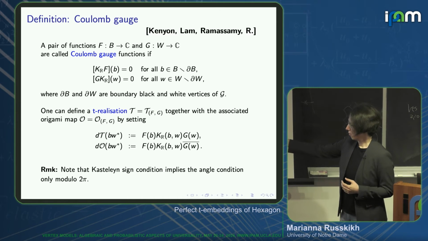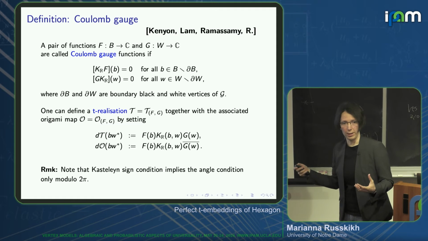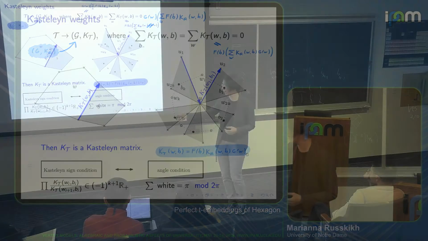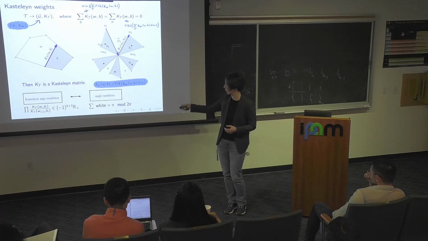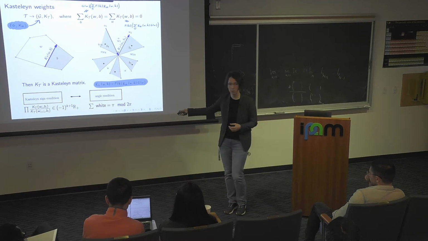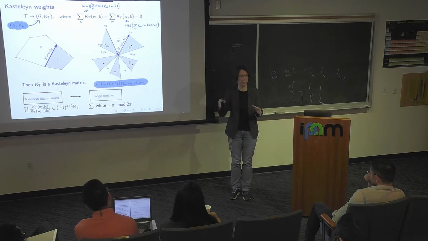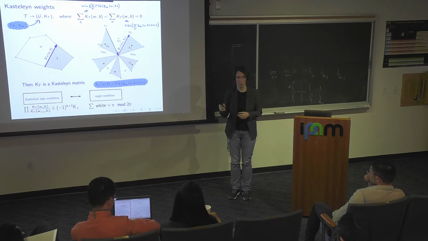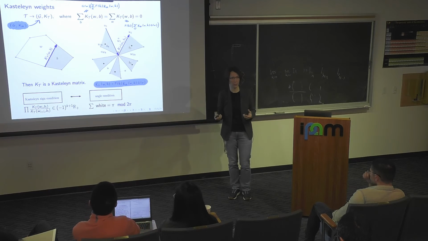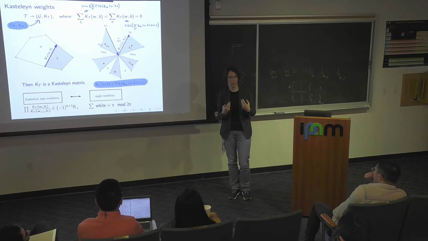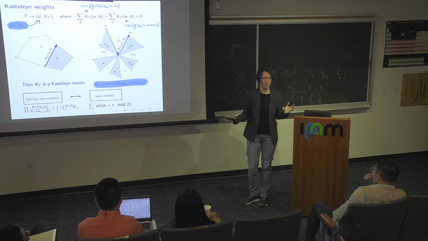All right, why do I call it a t-realization, not a t-embedding? Because recall that the Kenyon sign condition, when we just take these gauges, gives us an angle condition, but modulo 2 pi. So there might be overlaps around a vertex if we just take such a column gauge starting from the initial matrix. So we need to check that the column gauge which we found gives us a proper embedding. As soon as it is a proper embedding, it is a t-embedding.